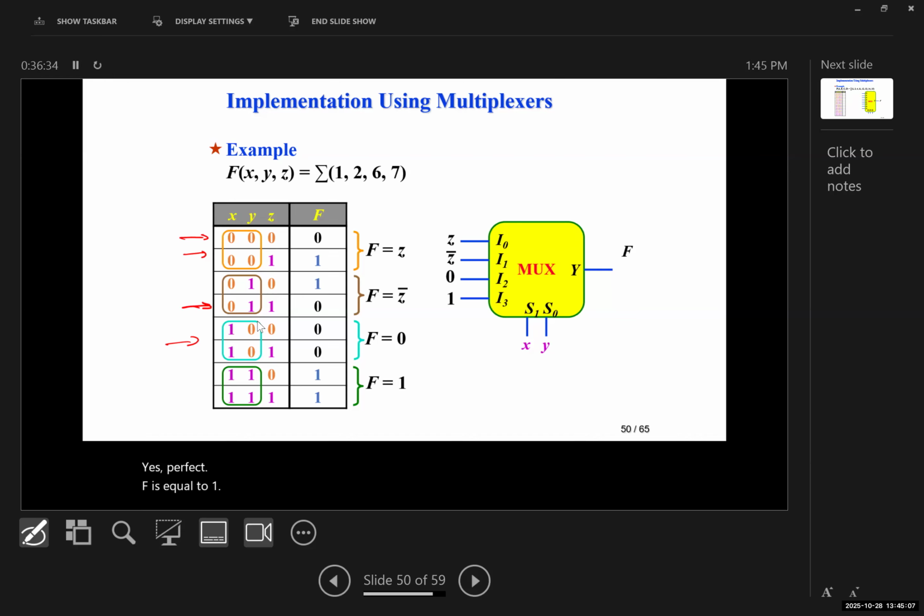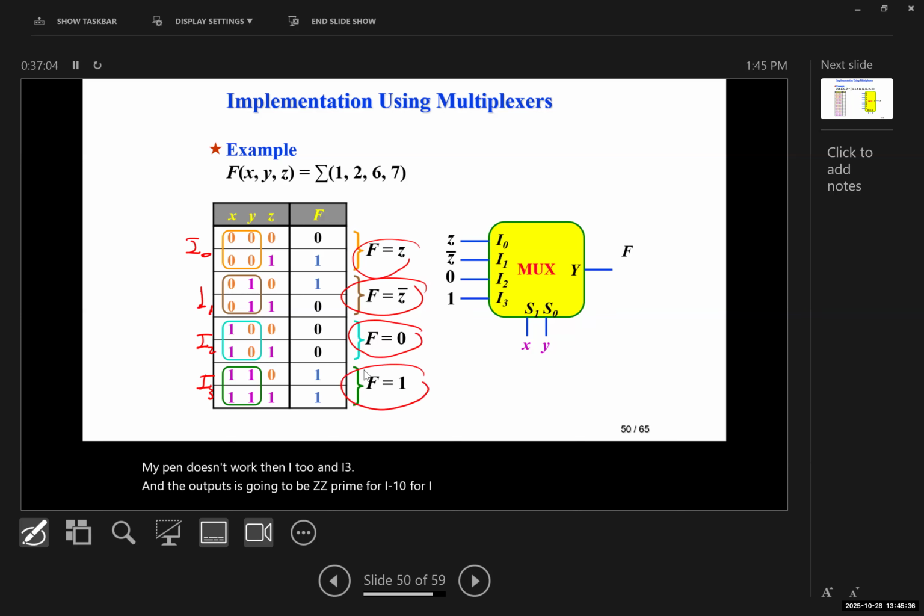Now I can divide it into 4 inputs, 2 selects, and I0 is going to be Z. By the way, the first one is I0. Second one is I1. My pen doesn't work. Then I2 and I3. And the outputs are going to be Z, Z prime for I1, 0 for I2, and 1 for I3.